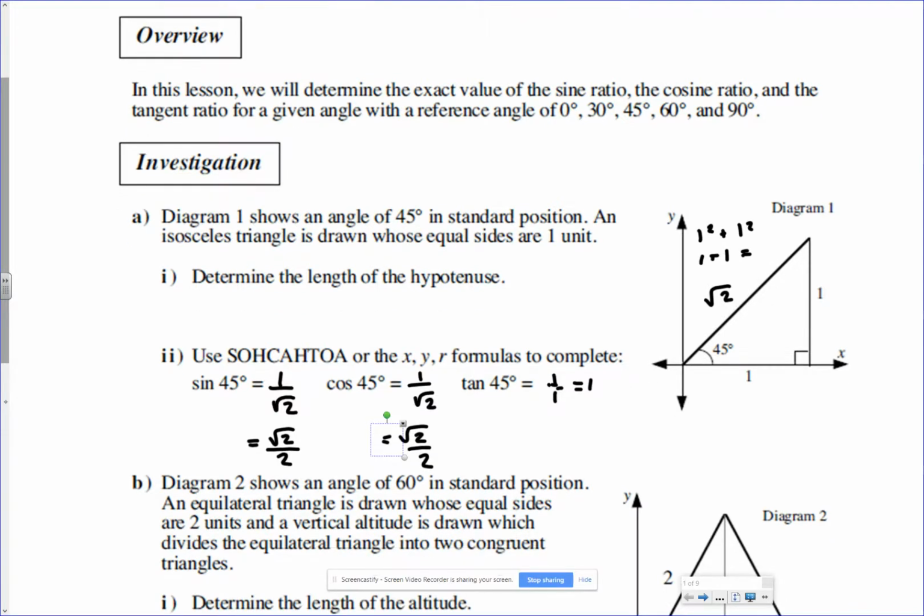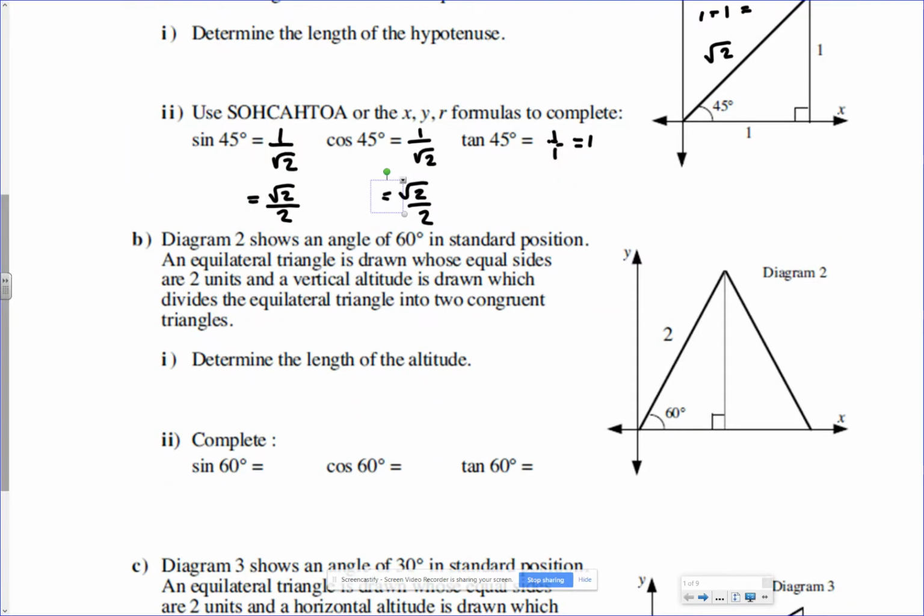And then if I look at my next question here, they've given me a 60-degree angle and a radius of 2. So determining the length of the altitude, it does say it's an equilateral triangle, so this is 2 and 2, and that would make this side 1 and 1 for this one. So if I went to find my side here, it'd be 2 squared minus 1 squared. So that's 4 minus 1, and that would give me my height as being root 3.